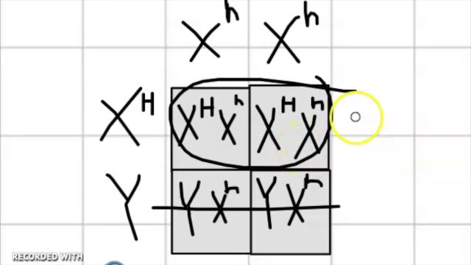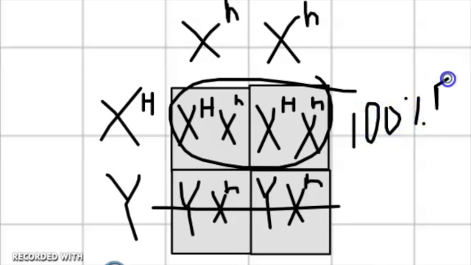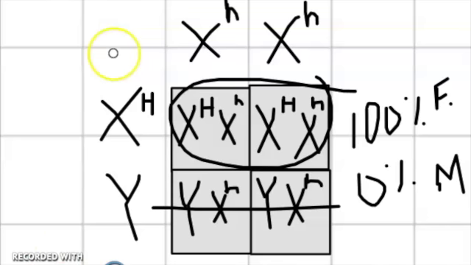So here we have 100% of the females have Fragile X. Just do F for female. 0% of the males would have Fragile X. So again, another difference in the probability that we'll see, which is why this is categorized as non-Mendelian inheritance.